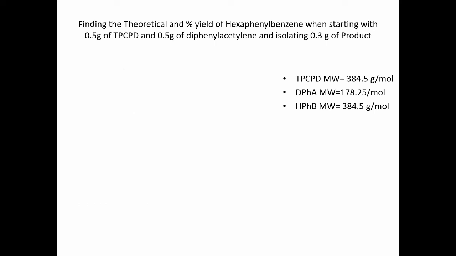Now that we know the amount that we should have gotten, we can compare it to the mass that we did get, which is the 0.3 grams. To calculate the percent yield, we take the 0.3 grams divided by our 0.695 grams, which was the theoretical yield, and multiply it by 100, and we get 43.2%. That means that after isolating 0.3 grams of product, we were only able to yield about 43% of what we should have.